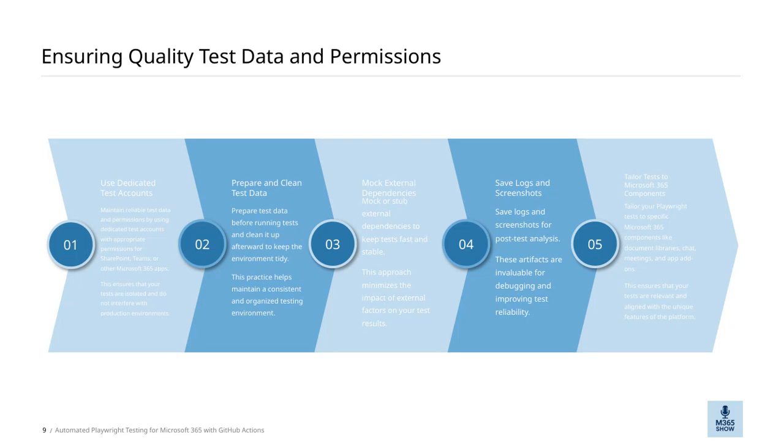Let's talk about ensuring quality test data and permissions, which is crucial for reliable testing. First, it's important to use dedicated test accounts with the right permissions for SharePoint, Teams, or other Microsoft 365 apps. This way, your tests stay isolated and won't interfere with your production environment. Next, preparing your test data before running tests is key. And don't forget to clean it up afterward to keep your environment organized and consistent. This helps ensure that each test run starts fresh and reduces any potential conflicts.